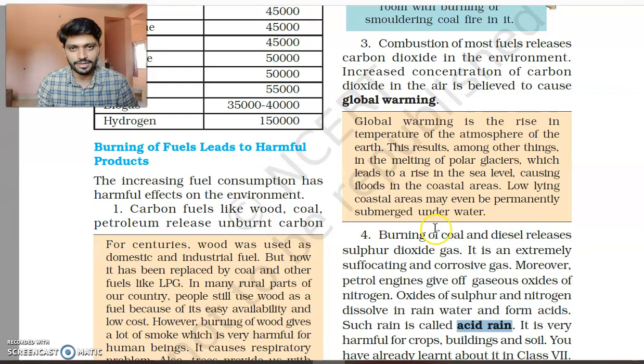Because of these reasons, it is not advisable for us to burn these fuels, but we are left with no options. We also need petrol, we also need diesel, we also need charcoal for certain industries. But burning these fuels ultimately pollutes our environment, ultimately pollutes our atmosphere, and when we breathe in such air, we get damaged, we get health diseases.